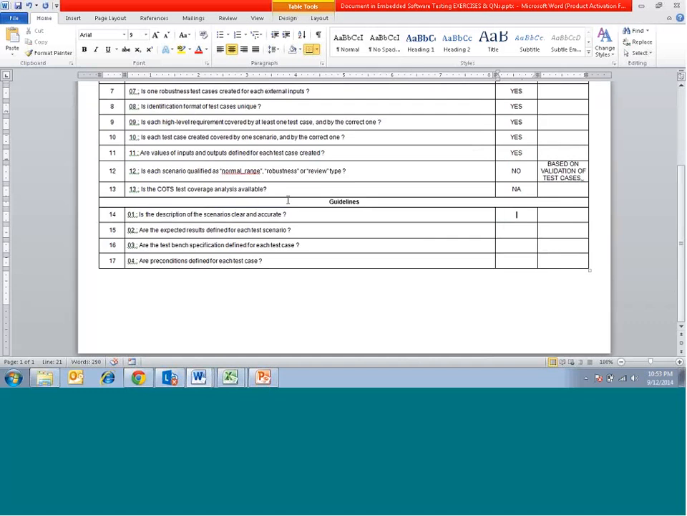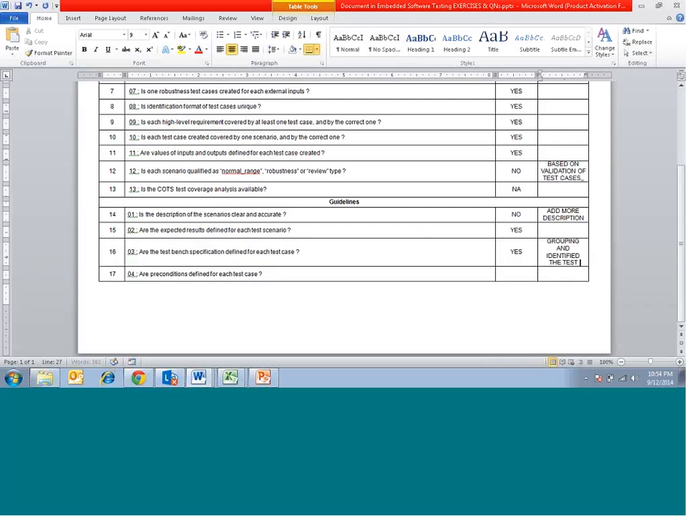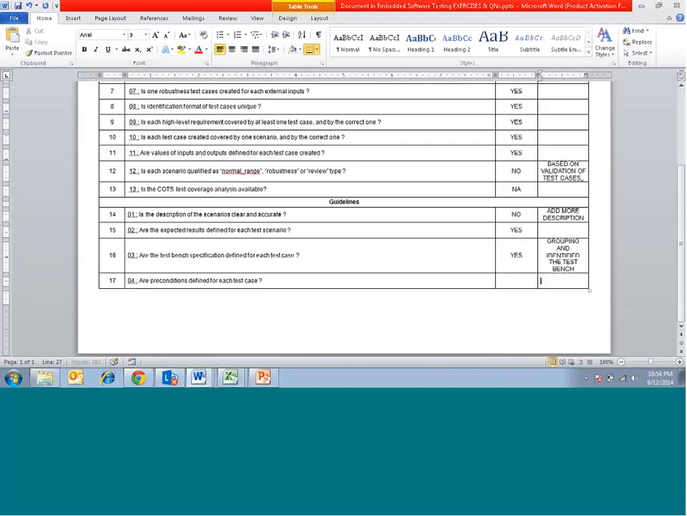Guidelines: is the description of the scenarios clear and accurate? Somewhat it is. So I will say no. We can add more description. Are the expected results defined for each scenario? Are the test bench specifications defined for each test case? What we have done is the grouping and identified the test bench or the setup that we require. Right? Yeah. Are the preconditions defined for each test case? Yes, we have seen that it exists.